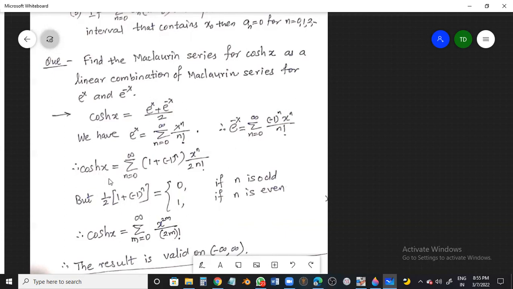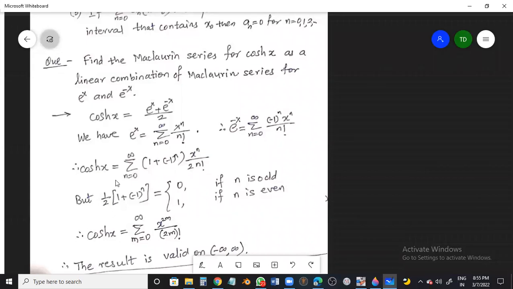We use this formula then. So cos hx will be summation n running from 0 to infinity. x raised to n upon n factorial is common in both the cases. The coefficient here is 1, and the coefficient here is minus 1 raised to n. And we have to halve it, we are dividing by 2, so 2 comes over here.